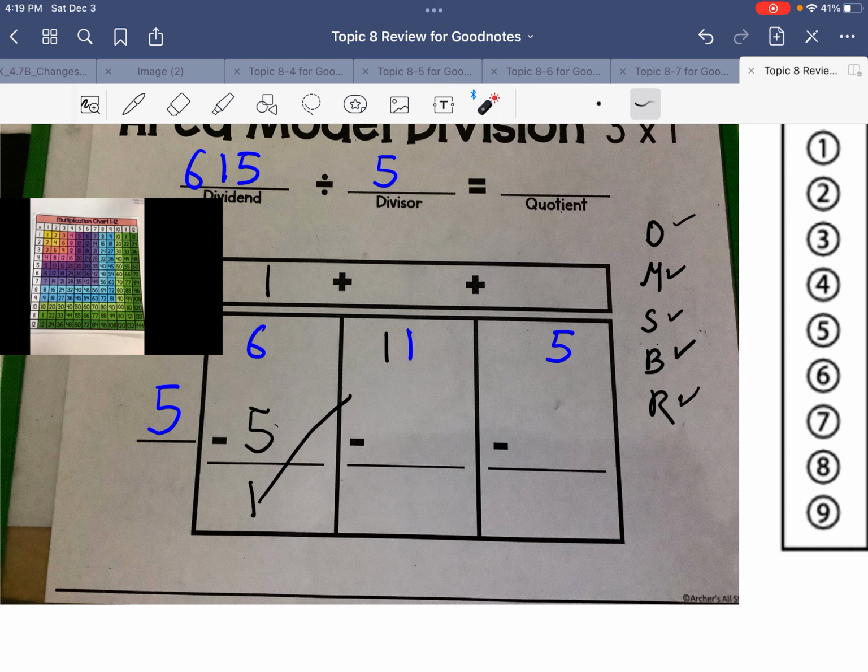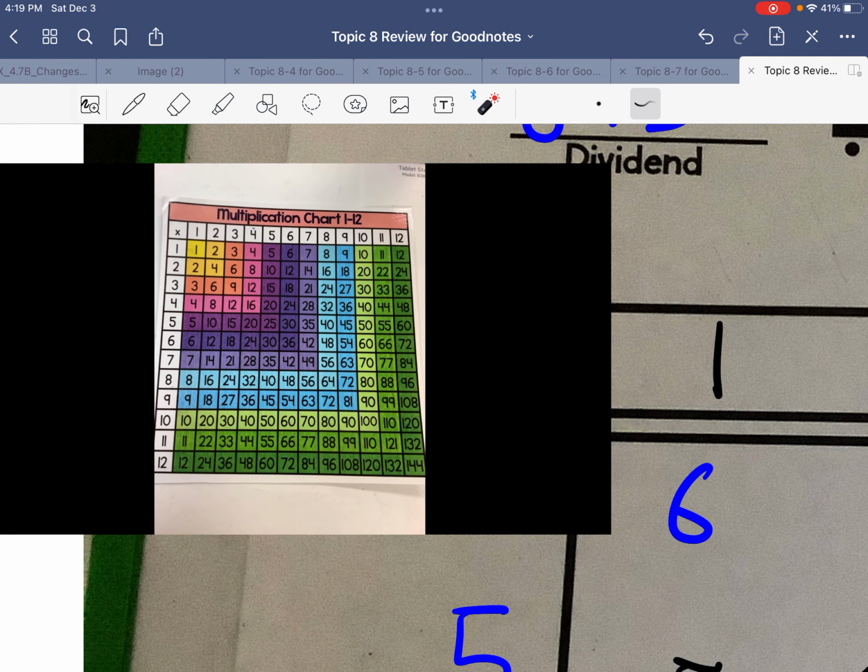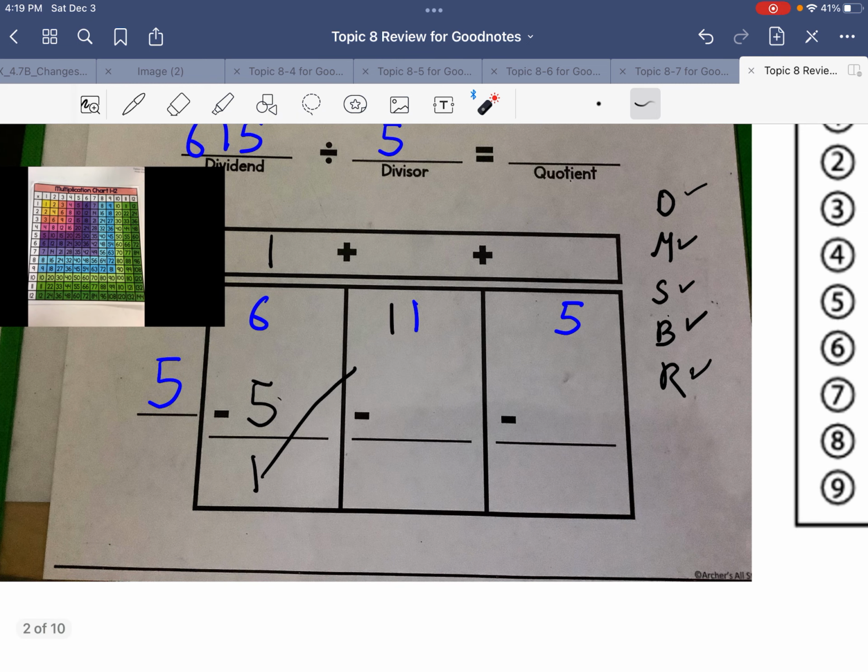Okay, so I go all the way back to divide. Again, I ask myself, how many times can 5 go into 11? So go back here. I go into my 5s, and I'm looking for 11 or less. 15 is too big, so I go 10, and I get 2. Okay, so I said 5 can go into 11 2 times. It goes on the top.